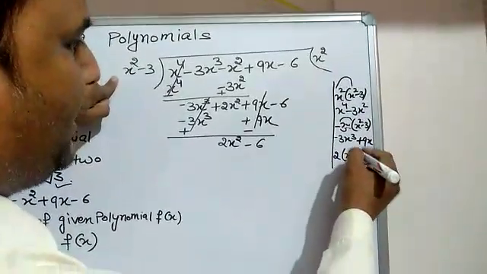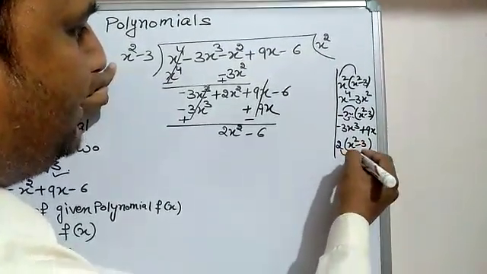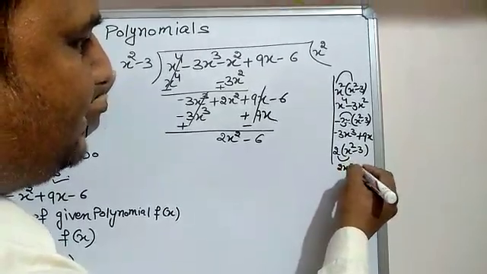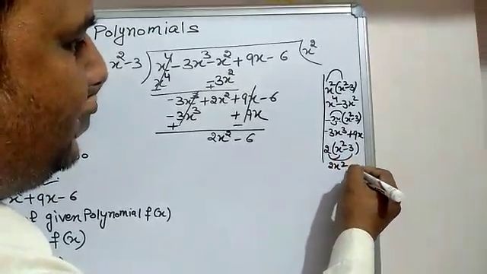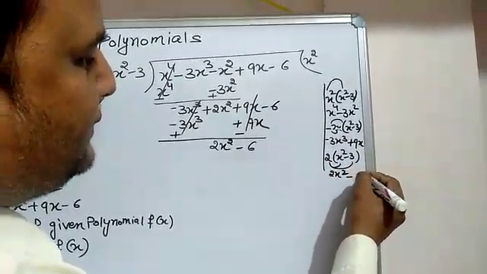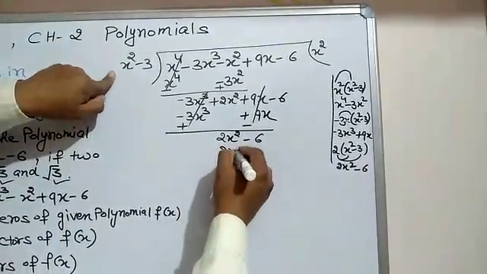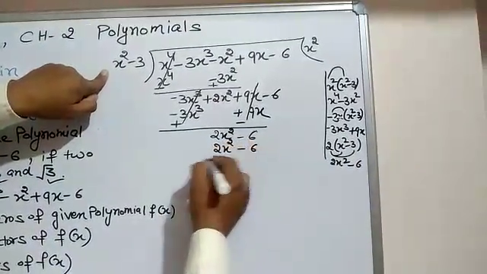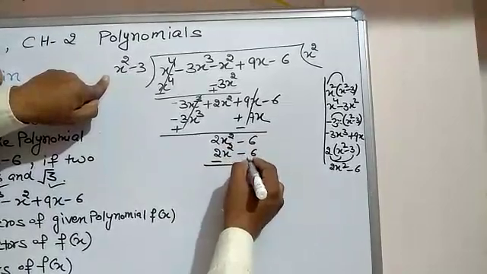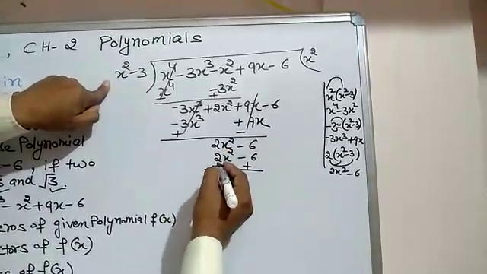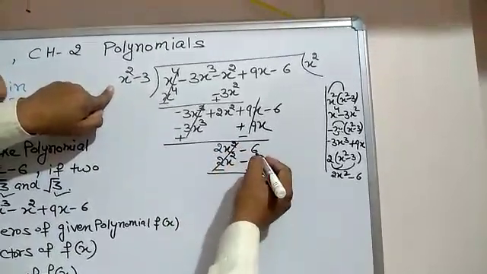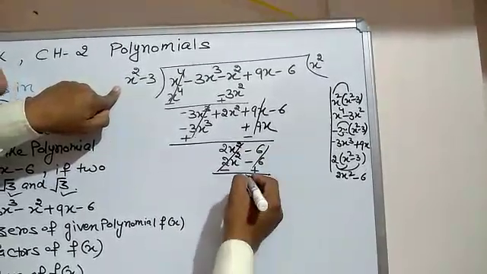So 2 into x square minus 3. On multiplication, 2x square, and this multiply 2 into minus 3, which is minus 6. So I am writing this. See, this is plus becomes minus, minus becomes plus. 2x square minus 2x square cancel itself, minus 6 plus 6 cancel itself, we are left with our remainder 0.